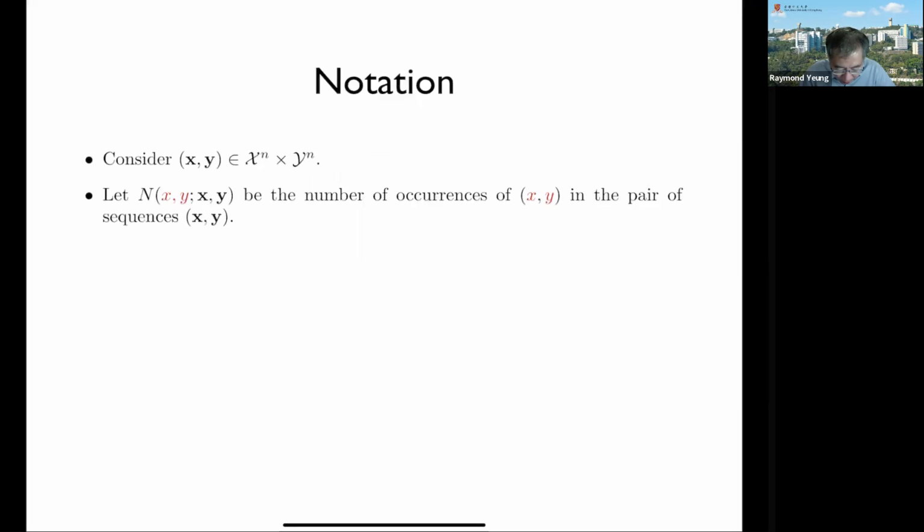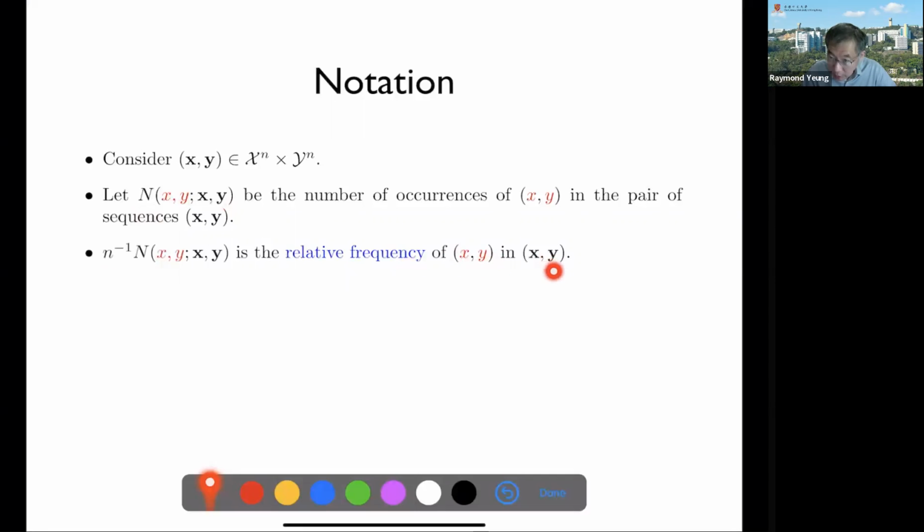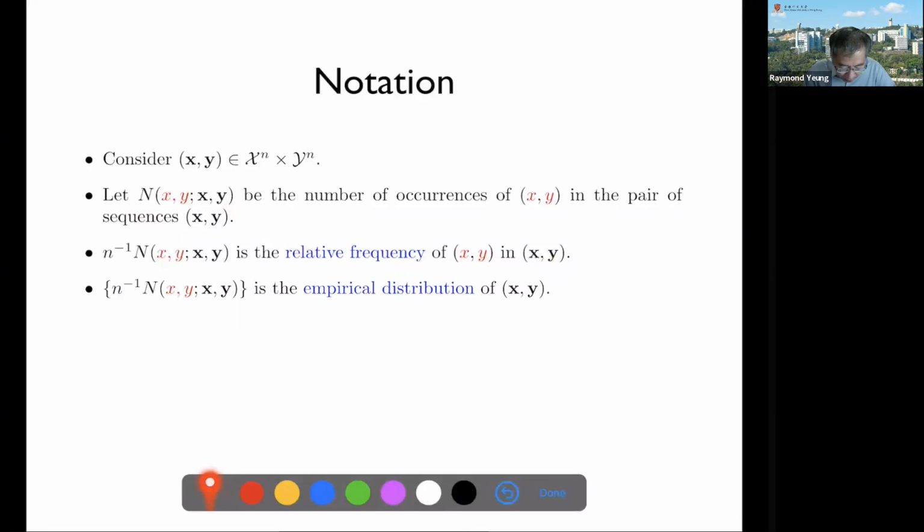So we also assume that both X and Y have finite alphabet. And we just extend the previous notation. We let this notation be the number of occurrences of the x-y pair in the pair of sequences. Now we consider a pair of sequences, both of length n, with the first sequence taking values in X and the second sequence taking values in Y. For such a pair, we use this notation to denote the number of occurrences. If you divide this by n, you get the relative frequency of this pair of symbols in the pair of sequences. And this collection is called the empirical distribution of the pair of sequences x, y.